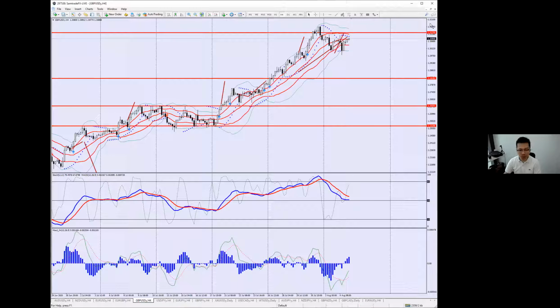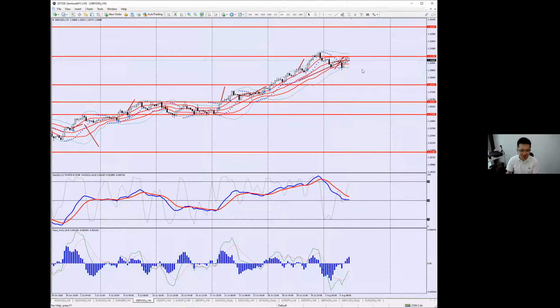Pound US dollar right now on the H4 time frame, it's creeping up. It's slowly moving up, it's at the 1.3086 level, moving towards the 1.3125 level. At this point, I don't think it's going to do anything too crazy leading up to tomorrow. I would anticipate that move upwards towards 1.3432.